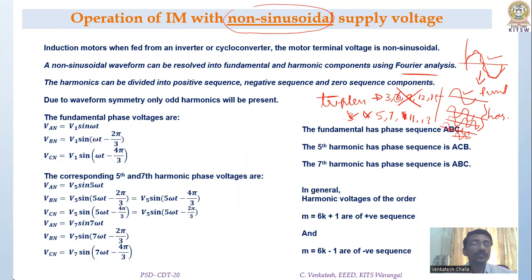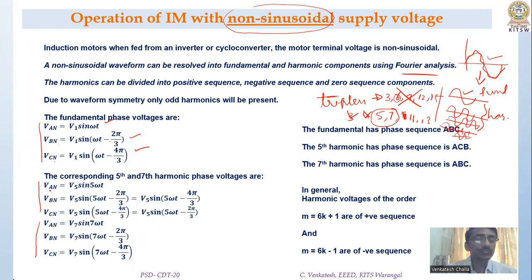Like that, you can find the fundamental component in each phase, lagging by 120 degrees, and similarly the fifth harmonic component and seventh harmonic component. Out of these, the lowest order harmonics, fifth and seventh, cause more effect on the performance of the induction motor. As the harmonic number increases, the voltage magnitudes are very small and can be neglected. For the fundamental, you have VA at an angle 0, VB at minus 120 degrees, and VC at minus 240 degrees.